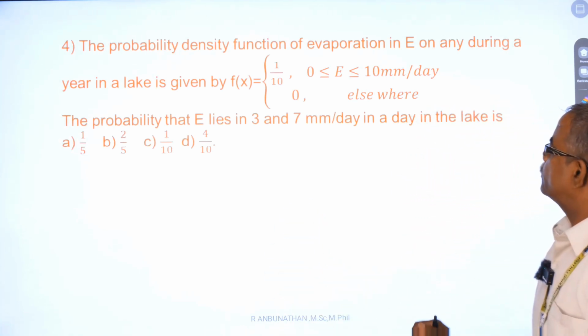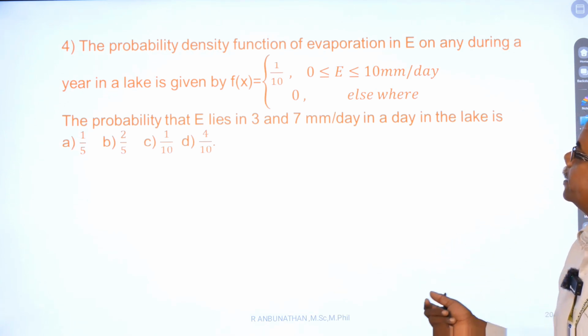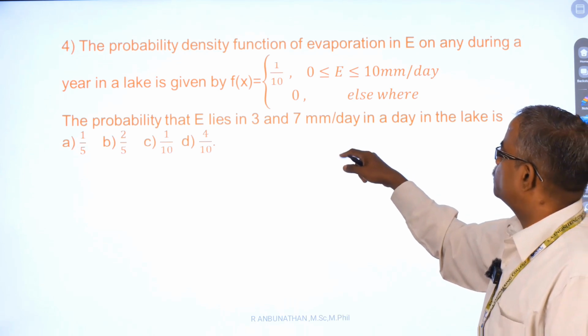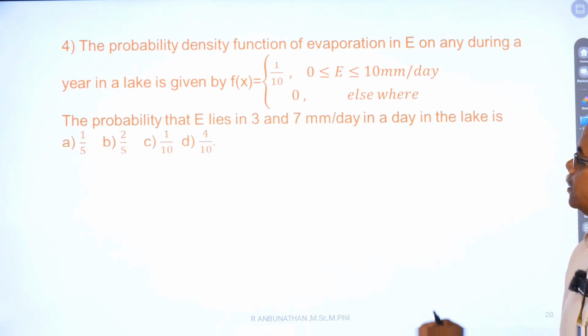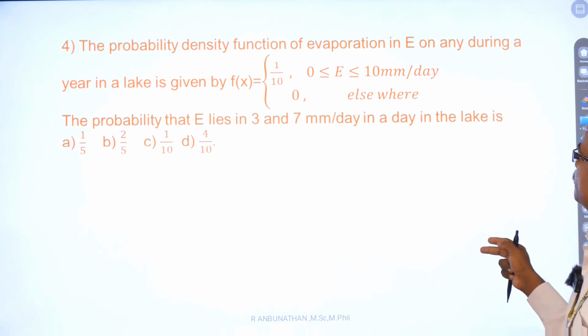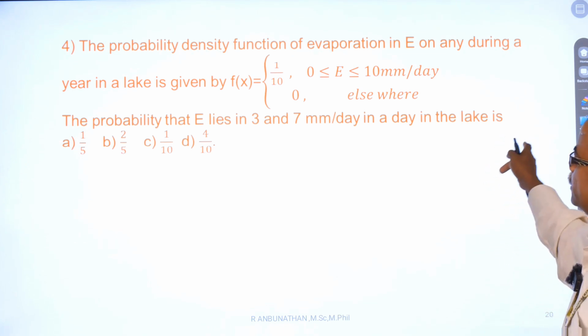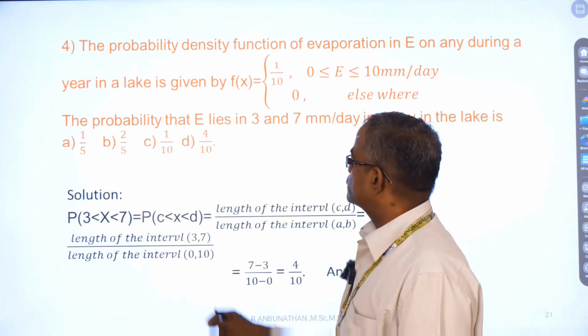The probability density function of evaporation E in a lake during a year is given by f(x) = 1/2, 0 ≤ x ≤ 10 mm per day, 0 elsewhere. Find the probability that E lies between 3 and 4.7 mm per day in a day in the lake. Four answers are given. We will check which one is correct.